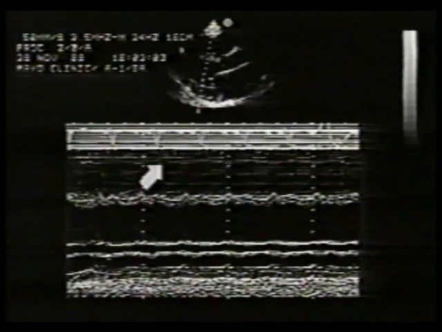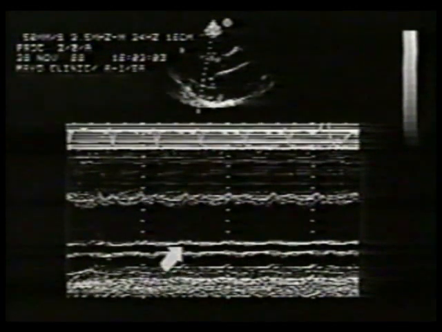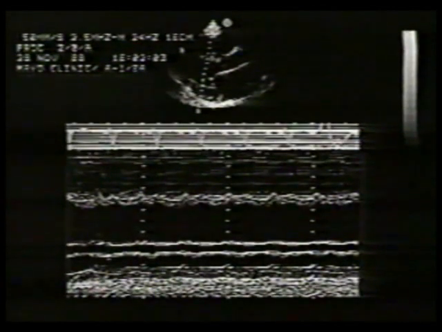M-mode can be used for chamber measurements and to study valve motion. In this parasternal long axis view, an M-mode cursor has been placed across the right and left ventricles. The RV is enlarged. The left ventricular diastolic dimension is 66 millimeters, and the systolic dimension is also increased, 60 millimeters. The reduced systolic thickening of the septum and posterior wall is evident.